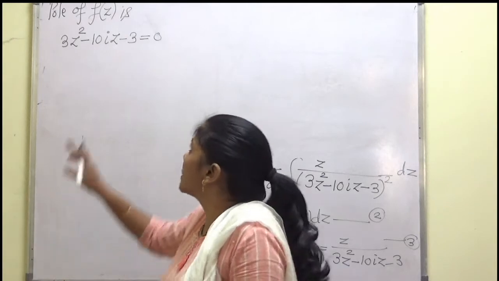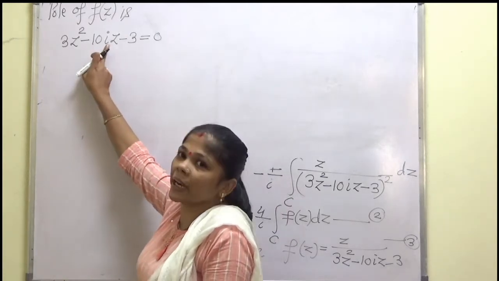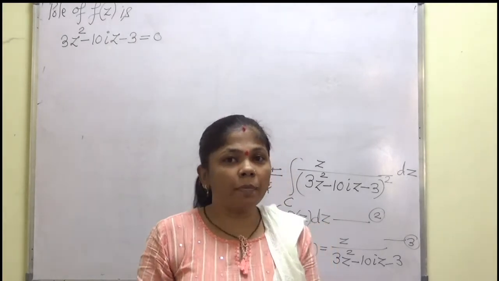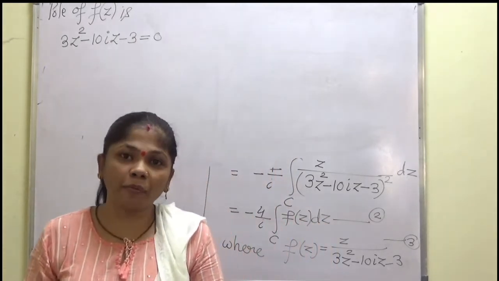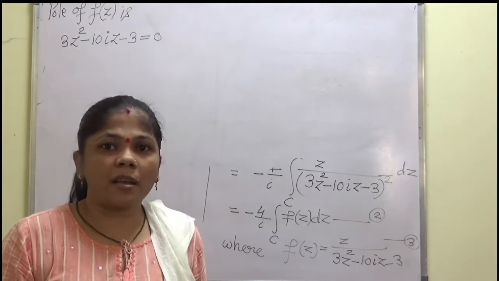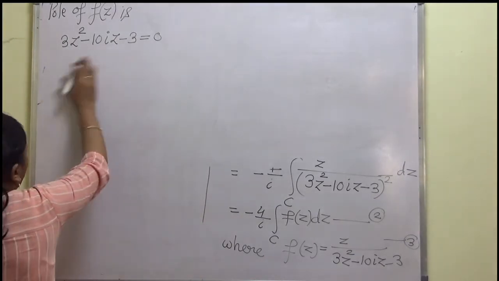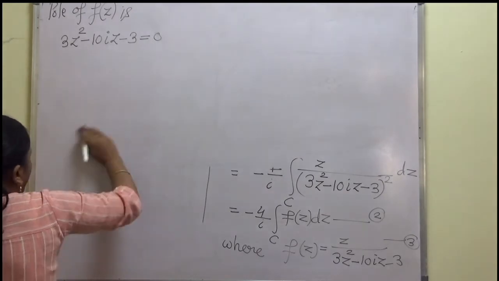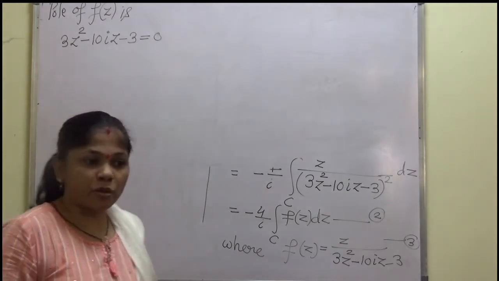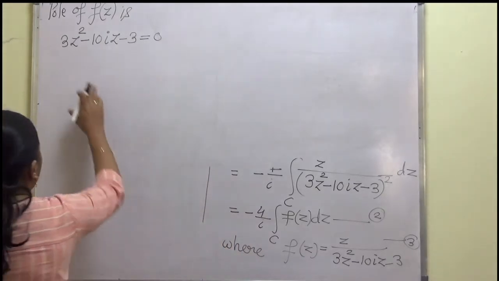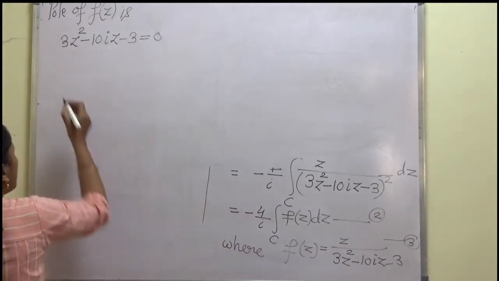Why? Because here I am having b as 10i, which includes complex roots. So might be you will not get the answer with the help of the calculator. So in that case, we will apply the formula. Neither will it be possible to easily get the factors by the factorization process. So what we will do, we will apply the formula minus b plus minus.